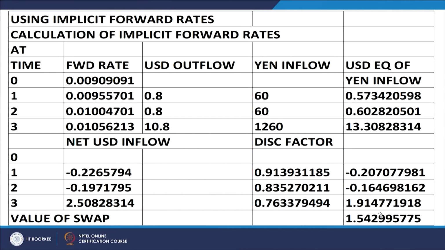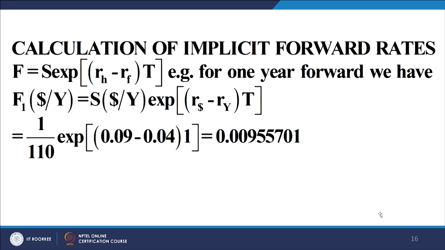Now, the same thing can be done if we use the implicit forward rates, that is, the forward exchange rates. Let me explain how we will work them out. The forward exchange rate expression we had discussed long ago: forward rate is equal to S into exponential of (RH minus RF) times T. RH is the home currency interest rate. In this case, it will be the dollar interest rate, because we are working from the perspective of US dollars. RF is the yen interest rate, and T is the maturity.